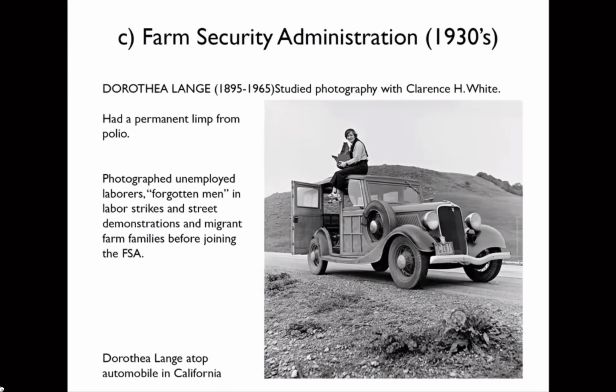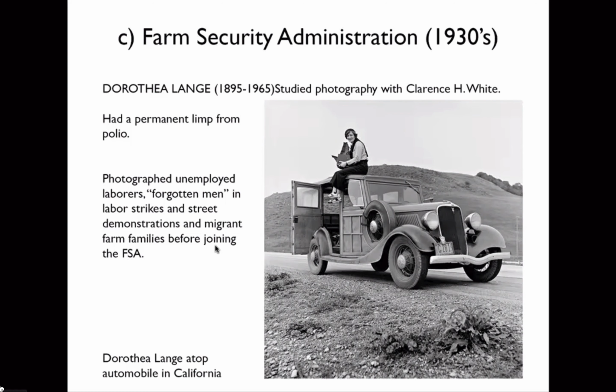And one of the photographers included in the Farm Security Administration was Dorothea Lange. She studied photography with Clarence White, who is a photo-secessionist who opened the first photography school. And what is interesting is that she photographed with a large format camera, which we know was a clunky, big camera, not so easy to use. And she had a permanent limp from polio that she contracted as a child.